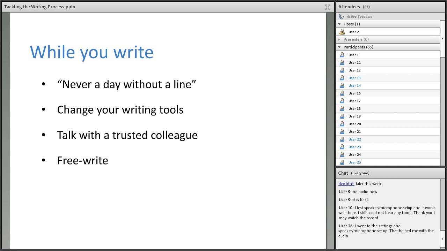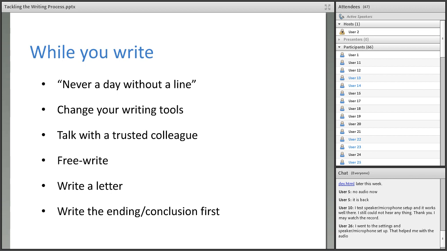To overcome writer's block, free write. Write whatever enters your head when it enters your head. You can also write a letter to a real or an imagined recipient. Act as if you're corresponding with someone, describing what you did and what you found.